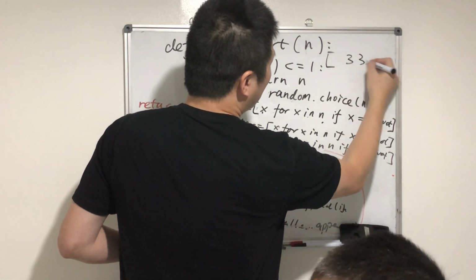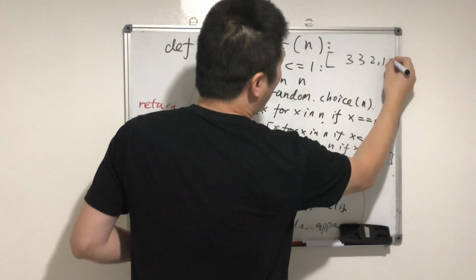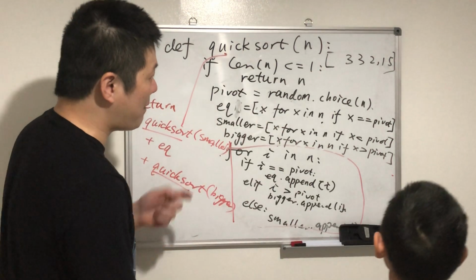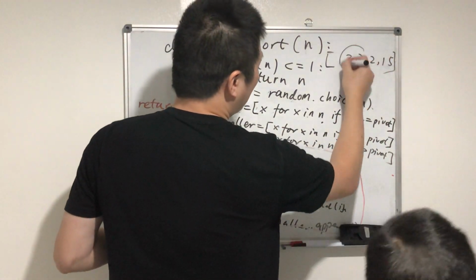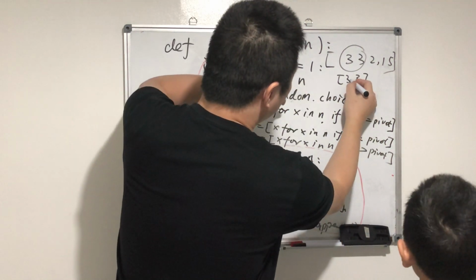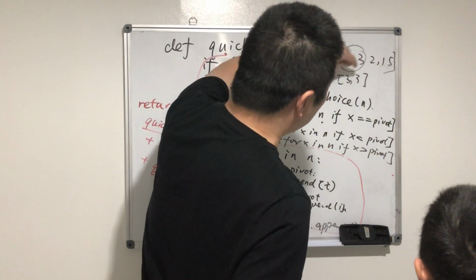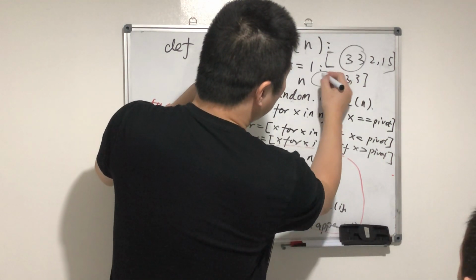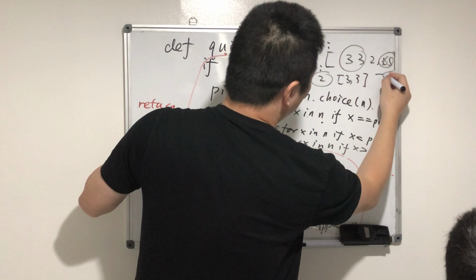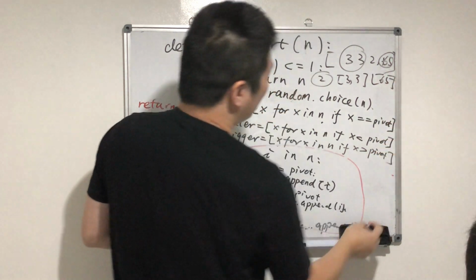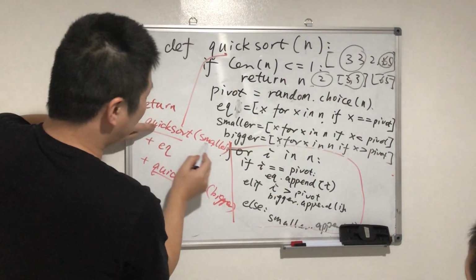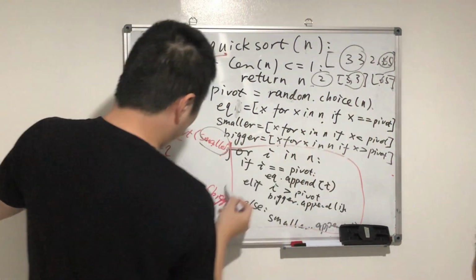3 3 2 1 5. Okay. So for example, if I choose the pivot 3, so what happens is that I have this 3 3. Now 2 is on the left-hand side, yeah? And 1 5, for example, like if I say 6 5, it's on the other side, 6 5. So this is sorted, yeah? 2 is this part, the smaller part. 6 5 is this part.